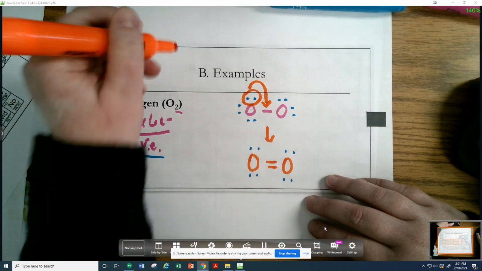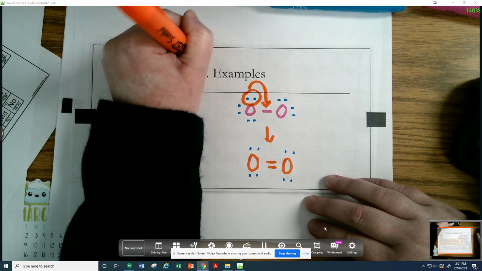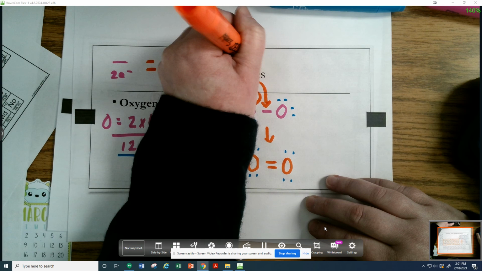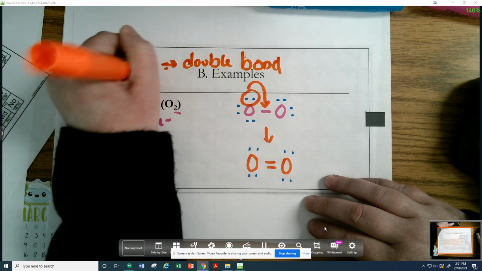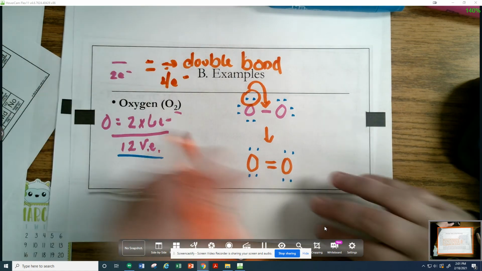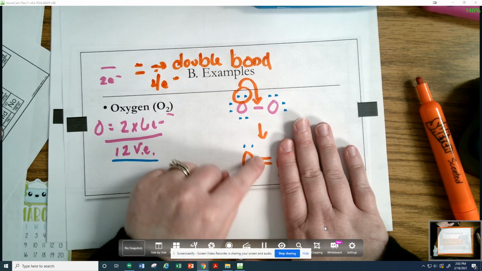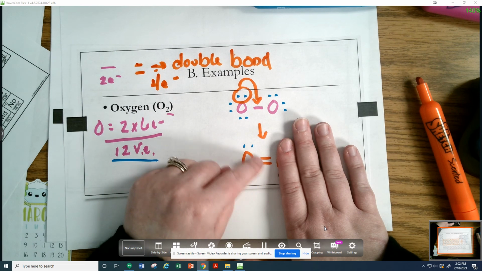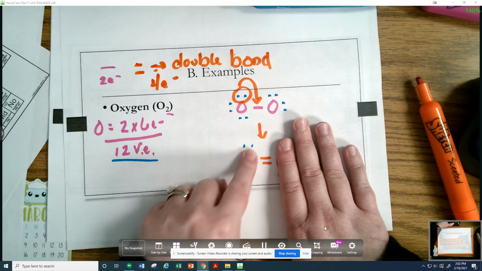So the equal sign is a double bond, and that represents 4 electrons. So when I cover up the oxygen on the right, I have 2 bonds here. So that's 4 electrons, 6 and 8. This has a complete octet.